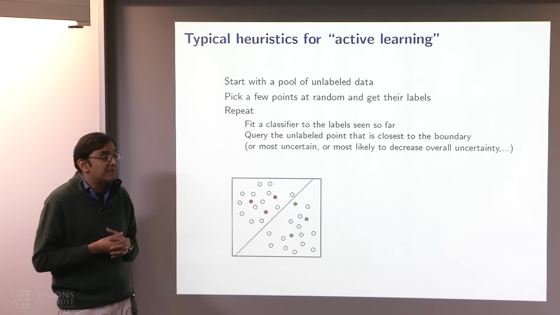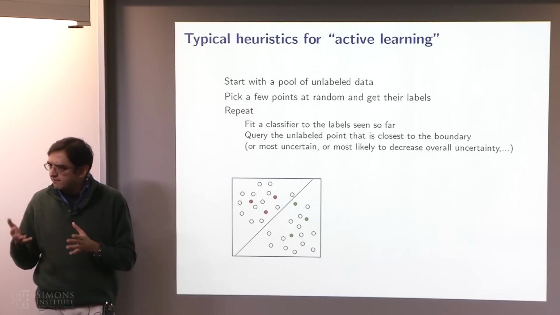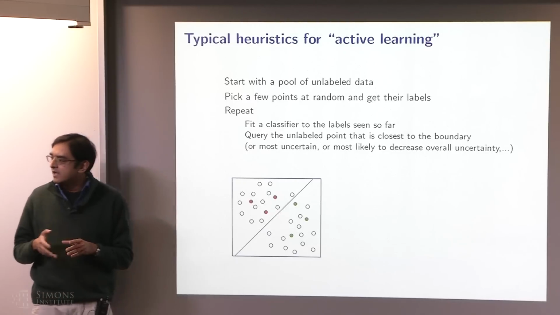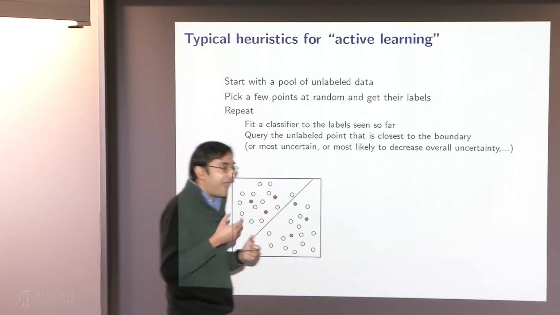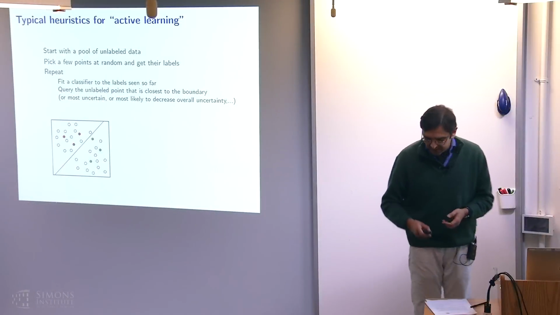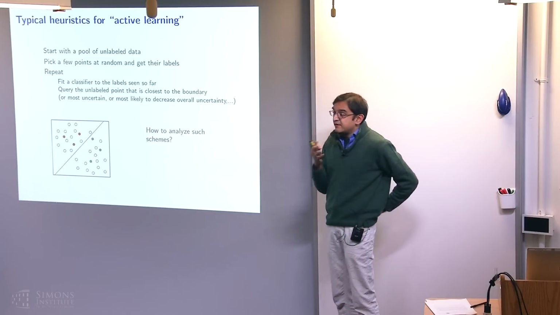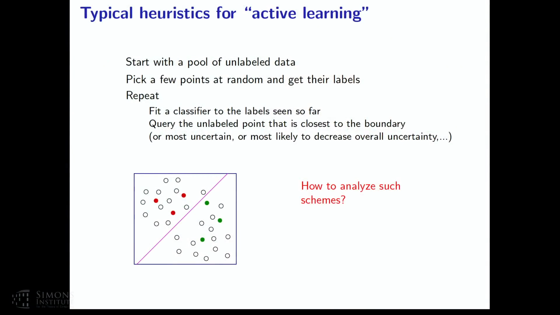You ask for the labels of things that you are most uncertain about, and it seems, therefore, in some sort of information theoretic sense, that you are maximizing the amount of information you get from each label. So these are very intuitive heuristics. And so, as theoreticians, the question before us is, how do we analyze these things? These certainly make sense. They seem sensible. How do we analyze them?